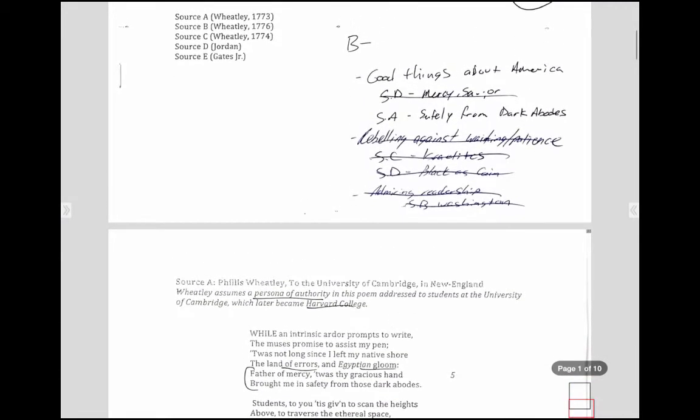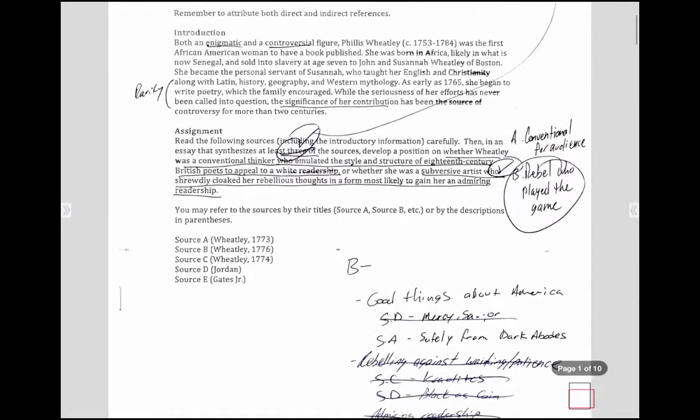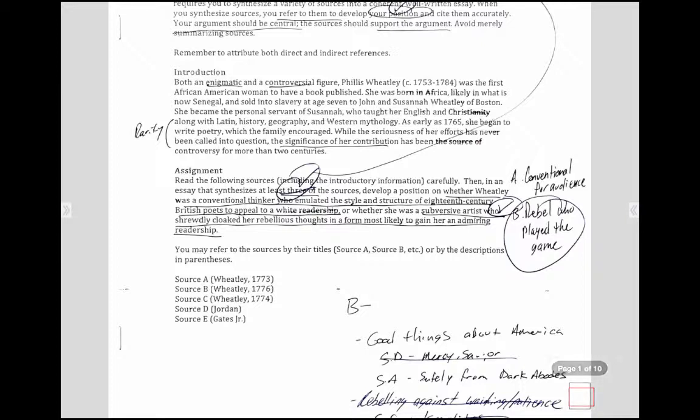So in class, we want much more in-depth annotations. When you only have 15 minutes to read 6 sources, your annotations are going to be a little quicker. That doesn't mean you shouldn't annotate. You absolutely should still annotate, but it's not going to look the same. You have to be able to separate out what you do in class from what you do on the test.